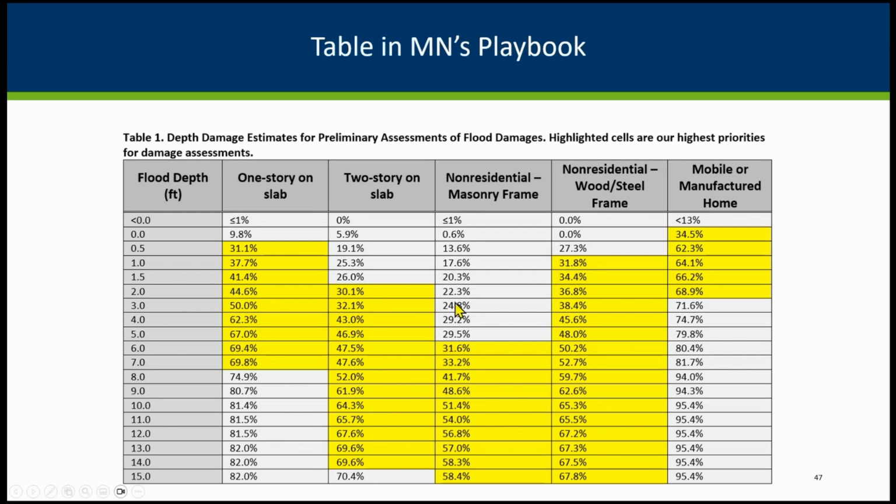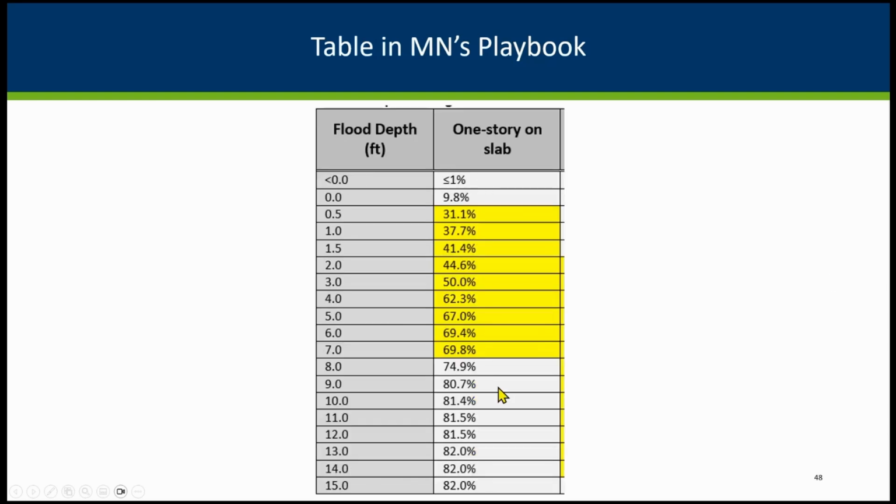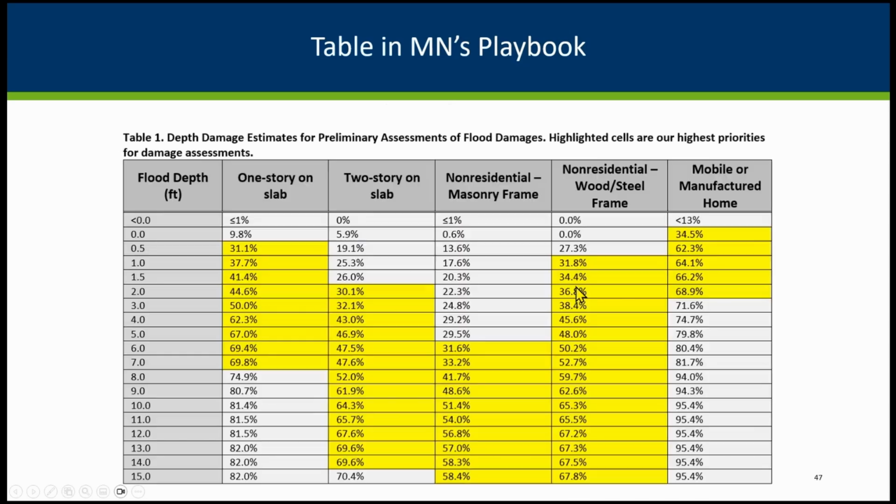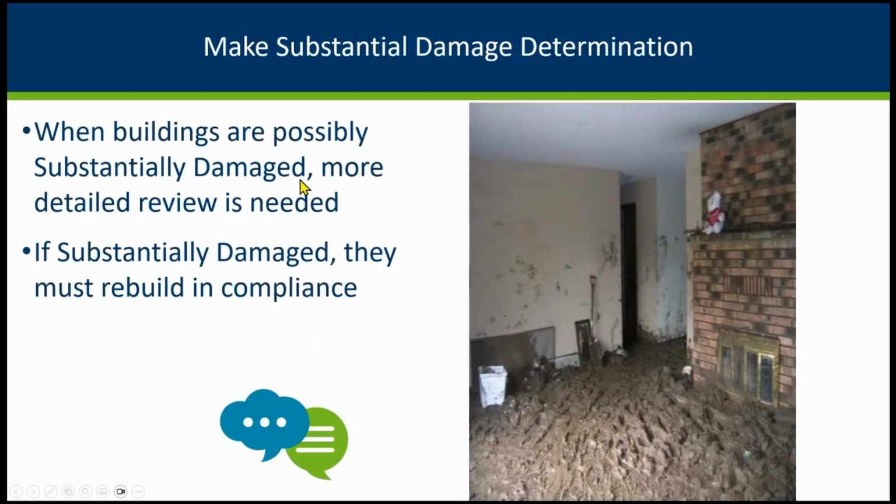And depending on what kind of materials they've got, manufactured homes in general, if they got any water on that building, they're substantially damaged. We hear that consistently in past floods. And here it shows if they've got half a foot of water, they're likely substantially damaged. Zooming in on the one story again, if they've got a few feet of water, they're more likely to be substantially damaged. Those are the ones you're really going to want to focus your attention. If it's a building with a basement and they didn't get water onto the main floor, it's less likely to be substantial damage.